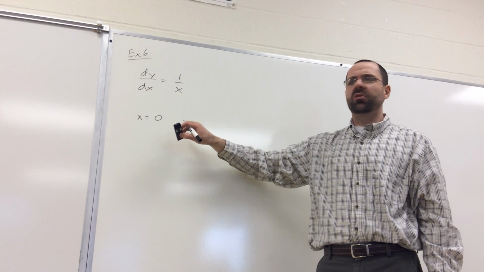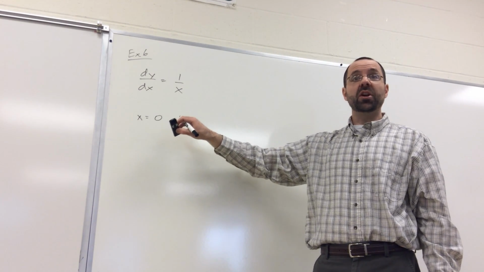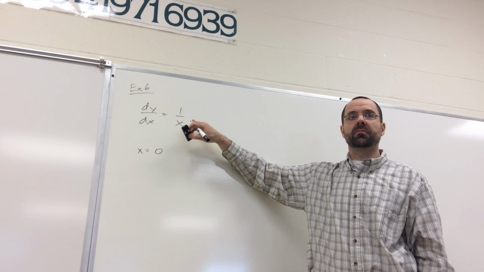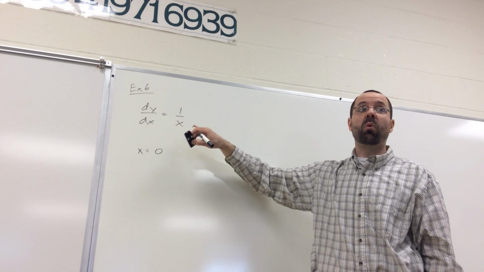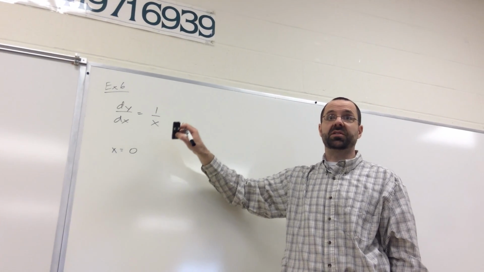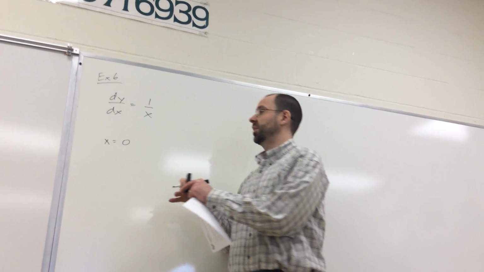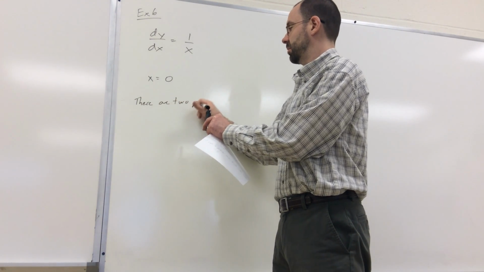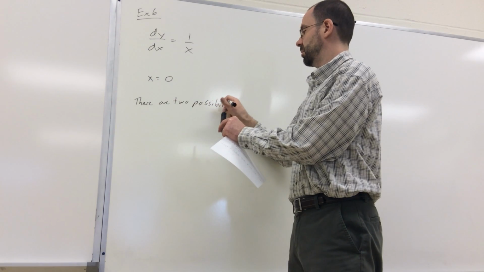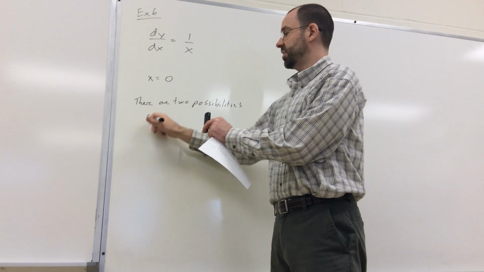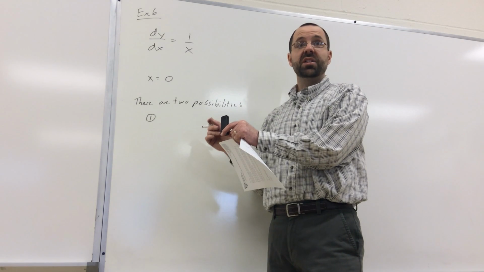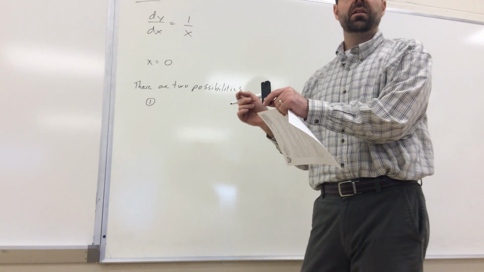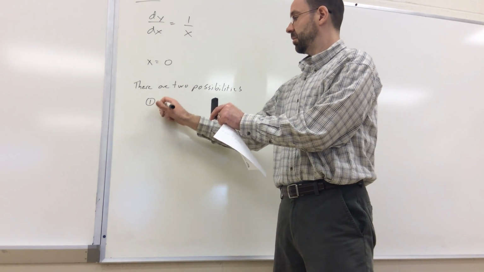So I want to mention, though, that there's two possibilities. We know for sure that the slope doesn't exist at 0. But that doesn't necessarily mean that the point in the original graph doesn't exist at 0. Okay, so there are two possibilities. First possibility is the slope doesn't exist at x equals 0, but there is a point at x equals 0.